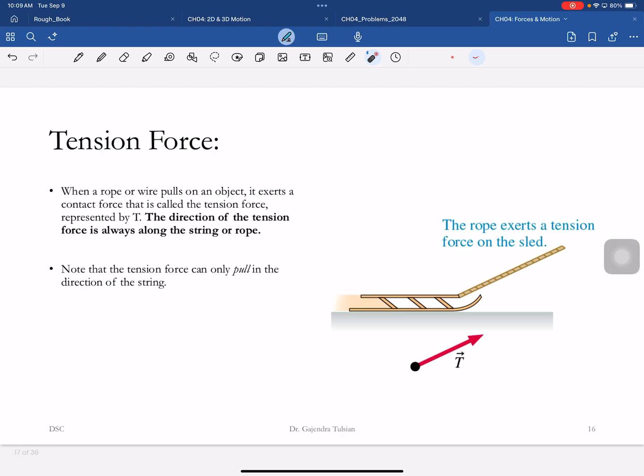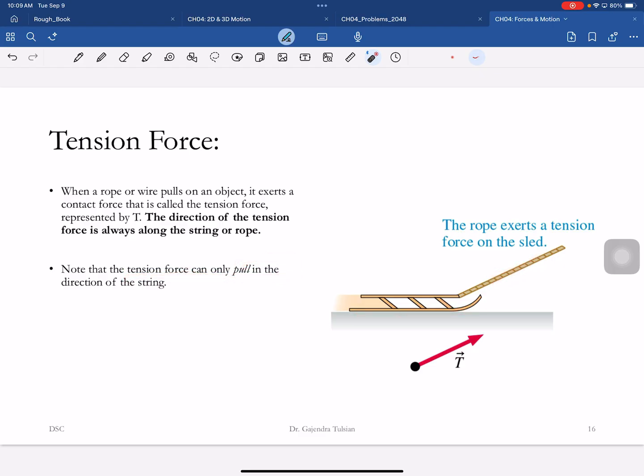Here's a tension force. When you pull on the sled with this rope, there's a tension in the rope, and that's the tension force that's applied to the sled. Okay. The tension force can only pull. You can't push using a rope. Okay?